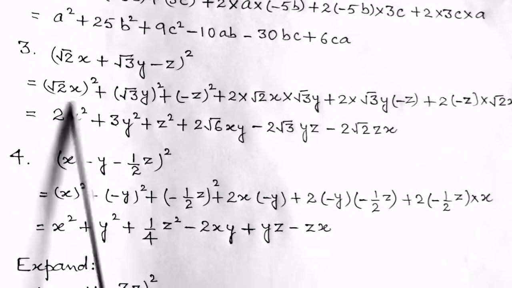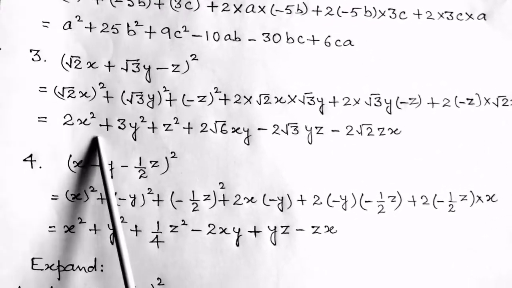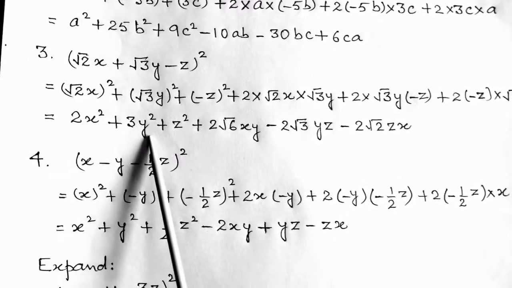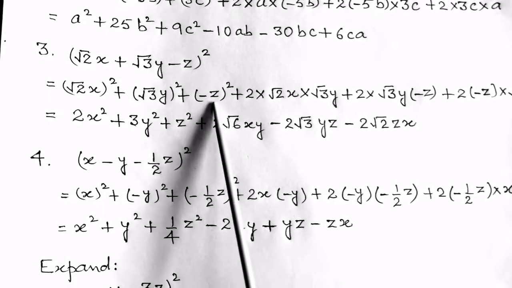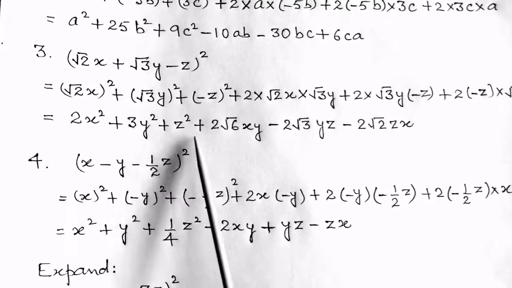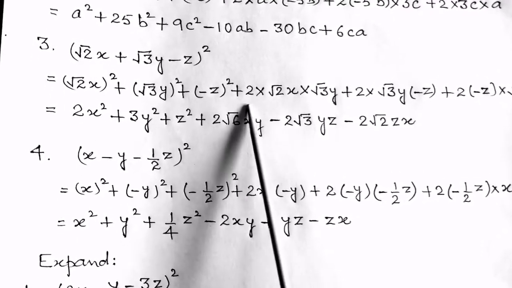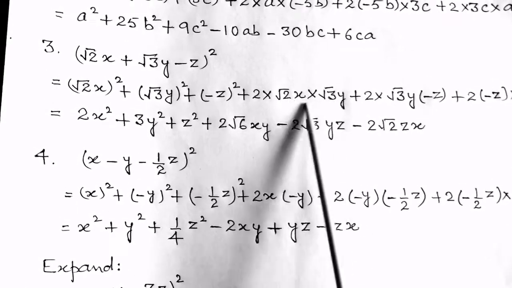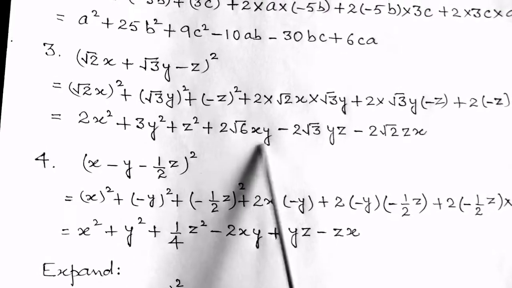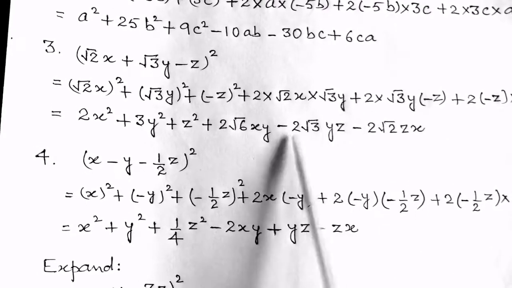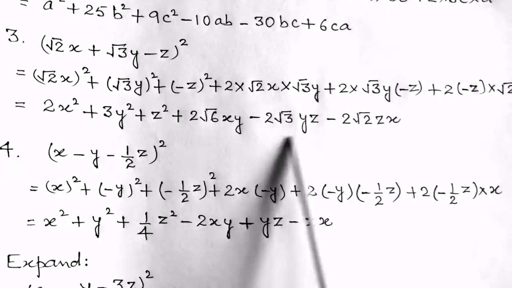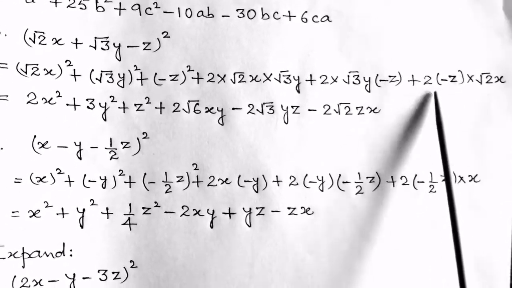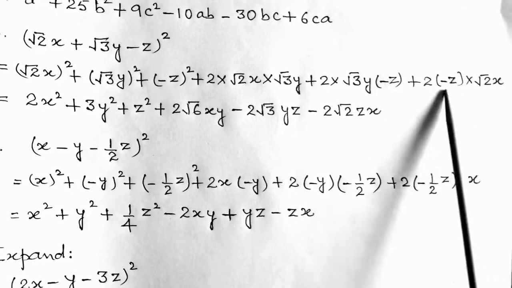Now square of root 2 is 2, so we have 2x square, and square of root 3 is 3, so plus 3y square, and square of minus z will be plus, right? So plus z square plus 2 into root 2 into root 3 will be root 6, so 2 root 6 xy, then plus into minus is minus 2 root 3 yz, and finally again plus into minus is minus, so 2 into root 2 zx.